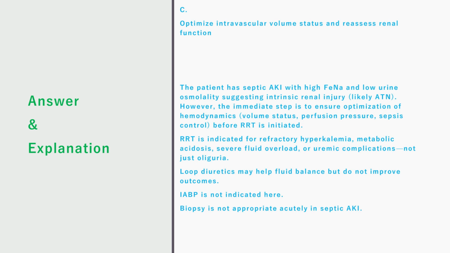Correct answer is C. Optimize intravascular volume status and reassess renal function. Explanation. The patient has septic AKI with high FeNa and low urine osmolality suggesting intrinsic renal injury, likely ATN. However, the immediate step is to ensure optimization of hemodynamics consisting of volume status, perfusion pressure, and sepsis control before RRT is initiated. RRT is indicated for refractory hyperkalemia, metabolic acidosis, severe fluid overload, or uremic complications, not just oliguria.